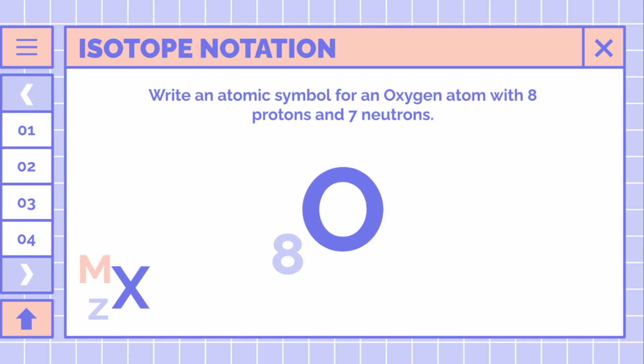And the mass number is the sum of the protons and neutrons. The problem says that we have 8 protons, which we already wrote down, and 7 neutrons. 8 plus 7 is 15. So the last number we have to add to our atomic notation is 15. So this is our atomic notation. Let's try another one.